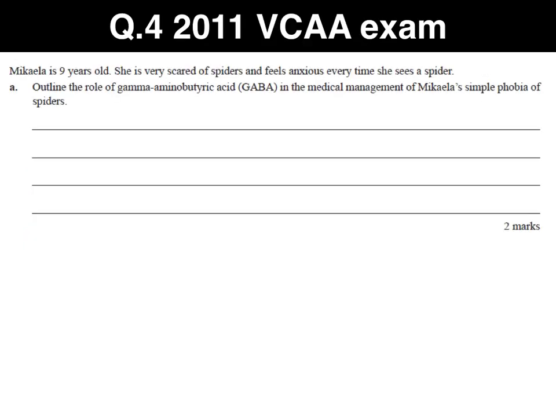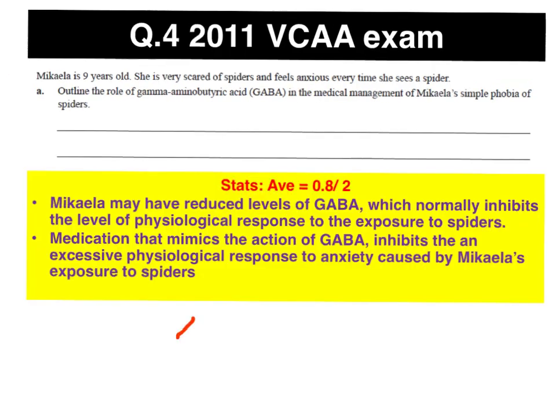Last question. Michaela is 9, she's scared of spiders, she feels anxious. Outline the role of GABA in the medical management. So similar to the last question I just did. So you get 1 mark for explaining how GABA would ideally work in this scenario. So she's got reduced levels, and GABA of course has that inhibitory effect on her physiological response to the exposure to the phobic stimulus, spiders in this case, and make sure you link your response to the scenario given, spiders in this case.